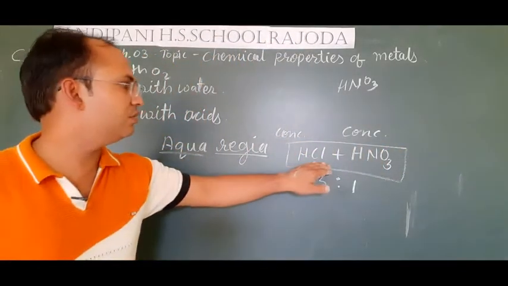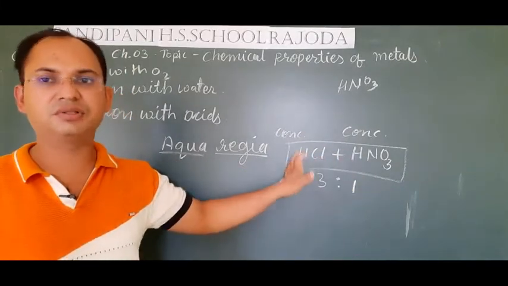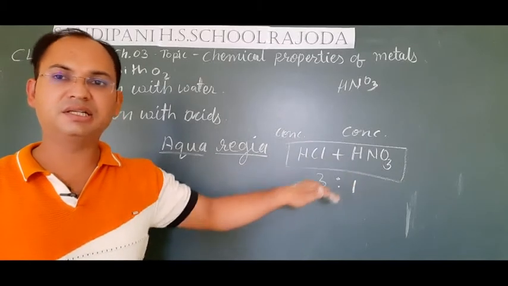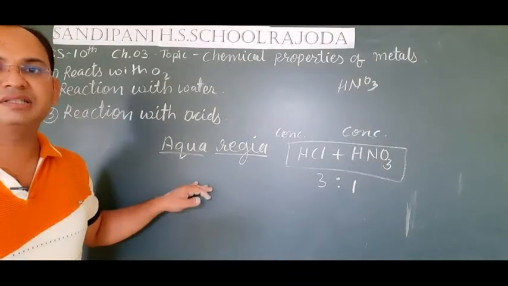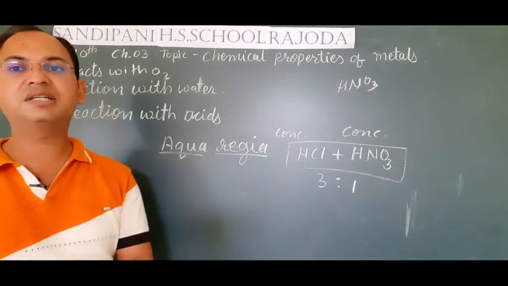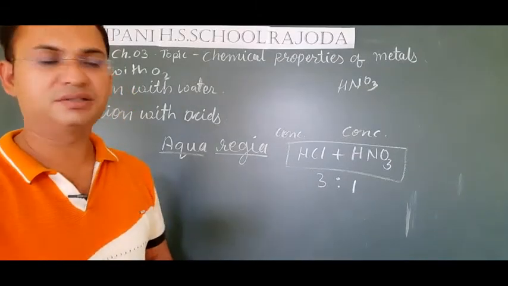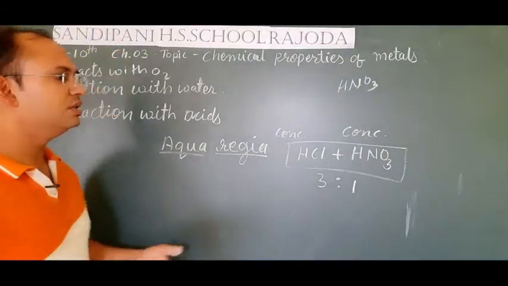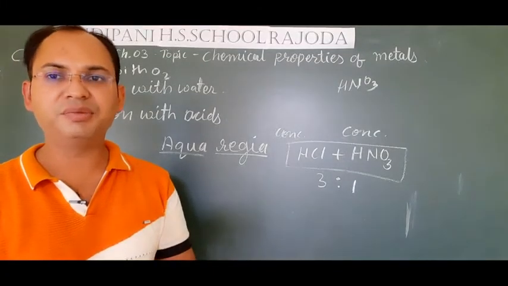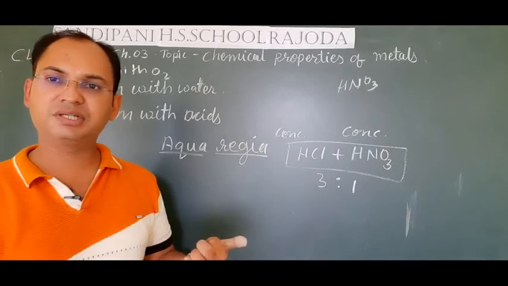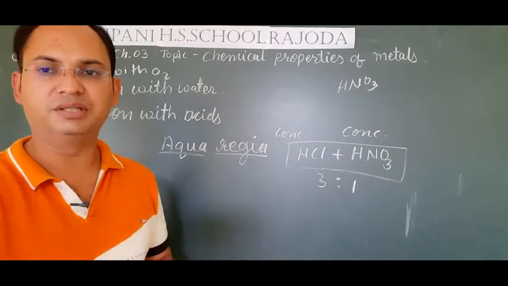And the solution of concentrated hydrochloric acid and concentrated nitric acid in the ratio of 3:1 is known as aqua regia. And aqua regia is the strongest acid known till date, which can dissolve the least reactive metals. Okay students, so this is the definition of aqua regia: the combination of concentrated hydrochloric acid and concentrated nitric acid in the ratio of 3:1.